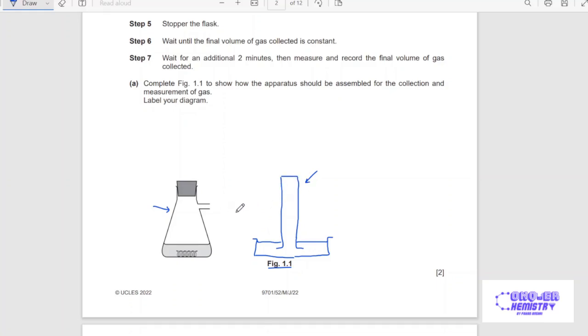All right, so to transport the gas, what we're going to do is we're going to have a delivery tube. It's going to be nice and flexible, and just complete this over here. All right, and so that gives us the diagram. So now we need to label the diagram. So this is going to be a water trough, and this is going to be your inverted measuring cylinder. And we're going to have a delivery tube right here.